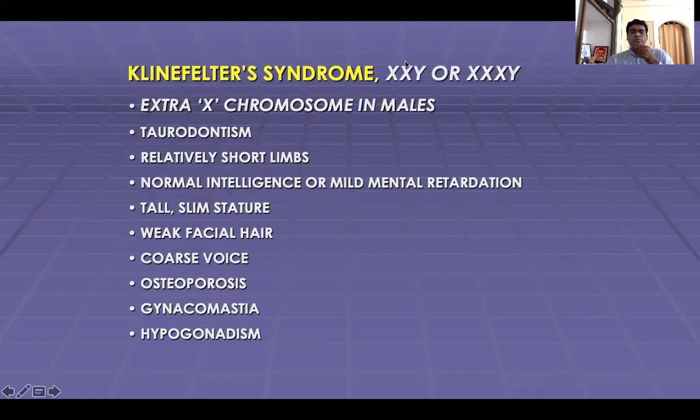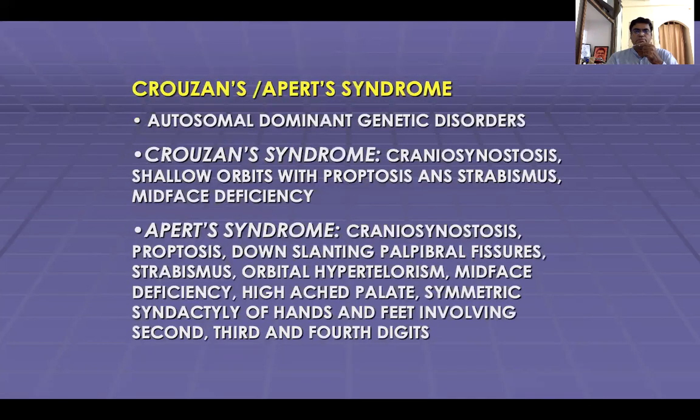Klinefelter syndrome is double X Y or triple X Y, that is an extra X chromosome in the males. Taurodontism is observed and they have relatively short limbs, normal intelligence or mild mental retardation, tall, slim stature, weak facial hair, coarse voice, osteoporosis, gynecomastia, and hypogonadism. These are the features observed in Klinefelter syndrome.